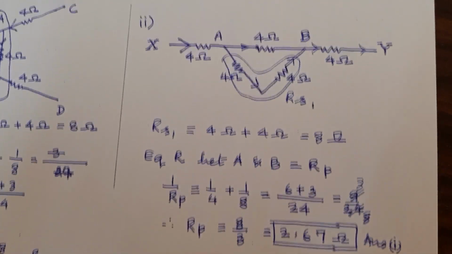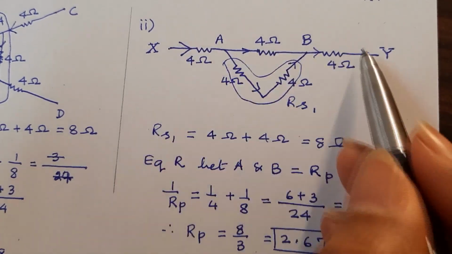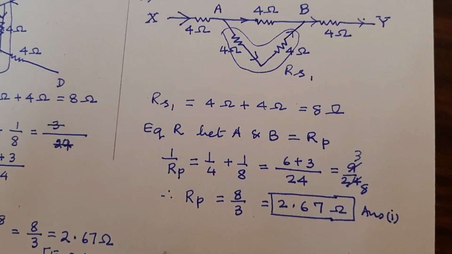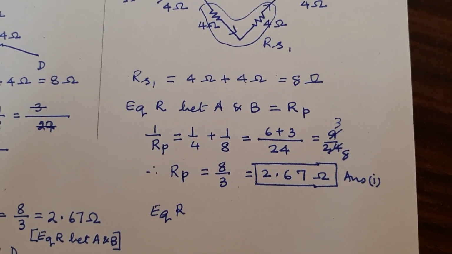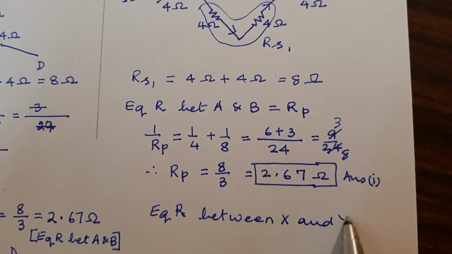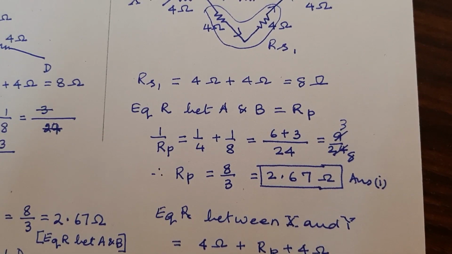And now we will come to the equivalent resistance between X and Y. So the equivalent resistance between X and Y will be equal to 4 ohm plus RP plus 4 ohm, which is equal to 10.67 ohm, and that is our answer.